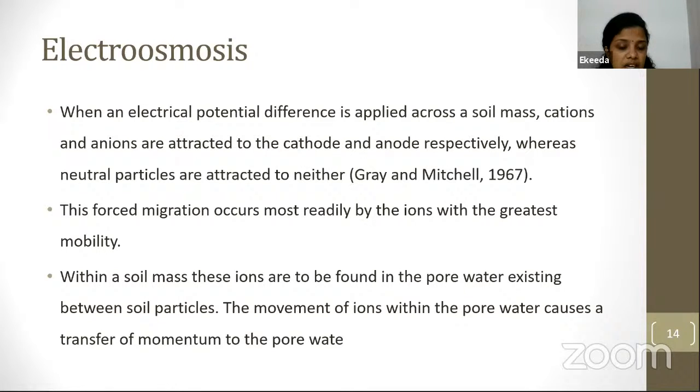This forced migration occurs most readily by the ions with the greatest mobility. So ions will be formed like H positive and OH negative, and they have a tendency to attract. Cations will move towards the cathode and anions will move towards the anode. Within a soil mass, these ions are found in pore water existing between the soil particles. The movement of the ions with the pore water causes a transfer of momentum to the pore water. So that movement of ions causes the pore water along with it to move.